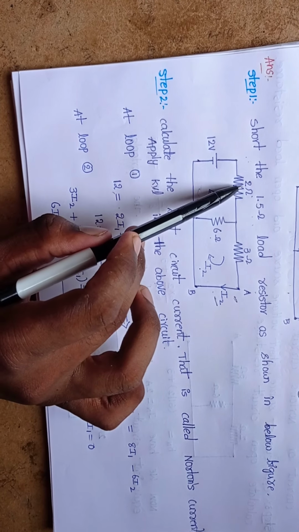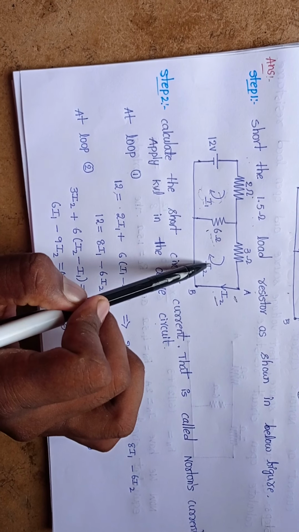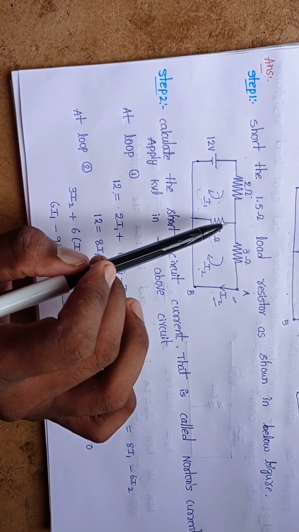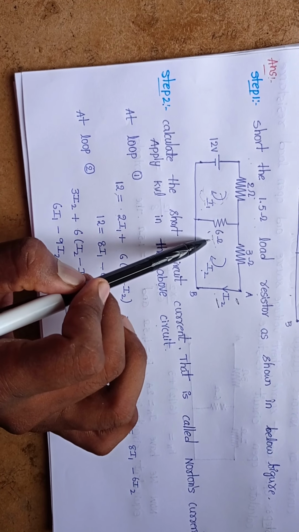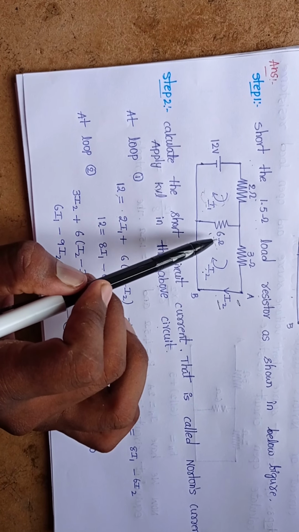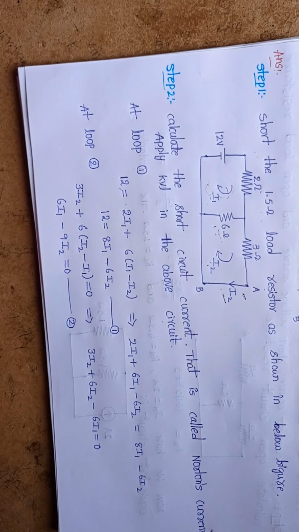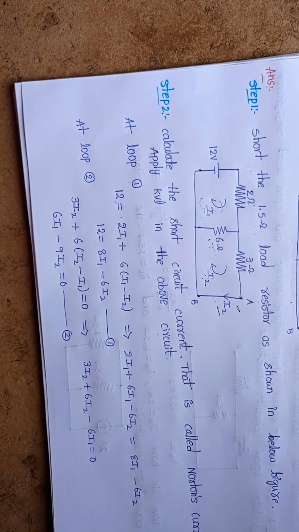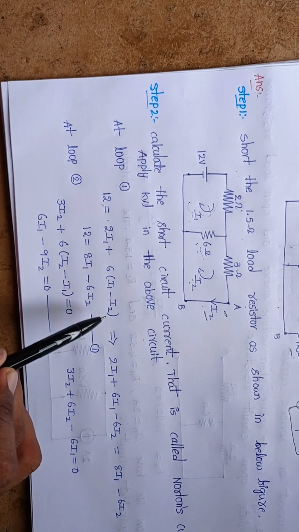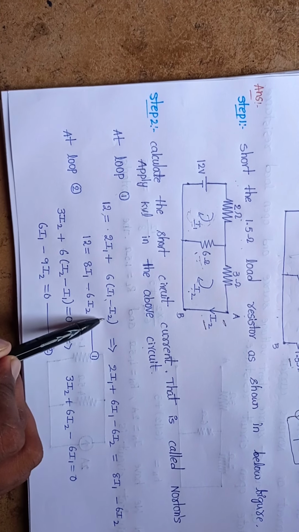So the voltage across the 2 ohms resistor is 2I1, and the current passing through the 6 ohms resistor involves both I1 and I2. Both I1 and I2 are opposite in direction. That's why the current passing through the 6 ohms resistor is I1 minus I2, and the voltage across the 6 ohms resistor is 6 into I1 minus I2.